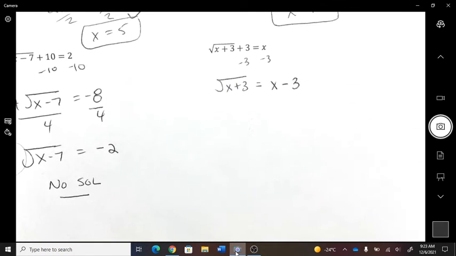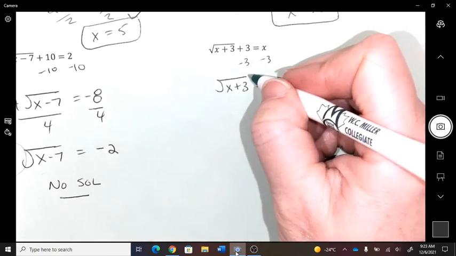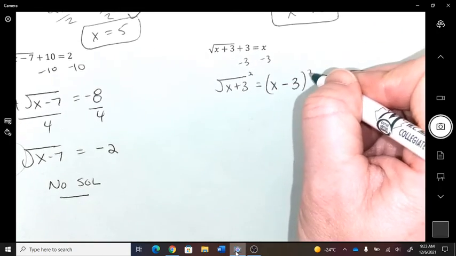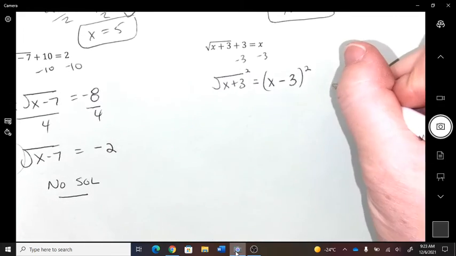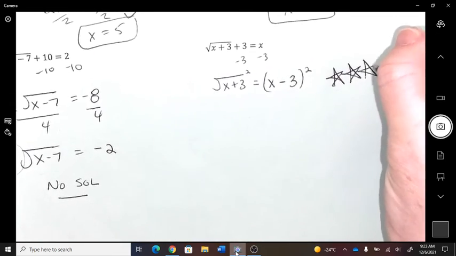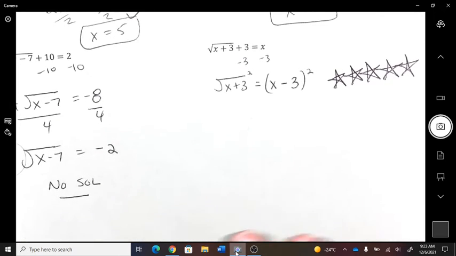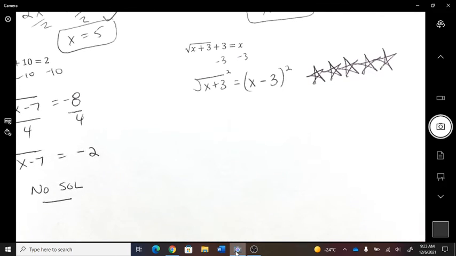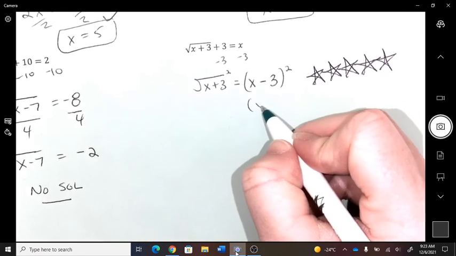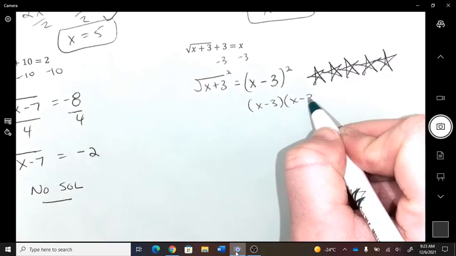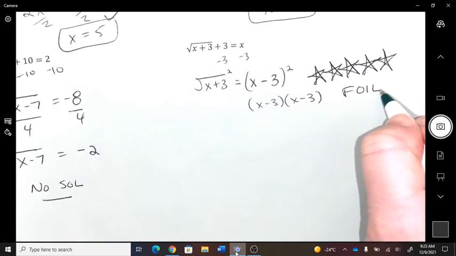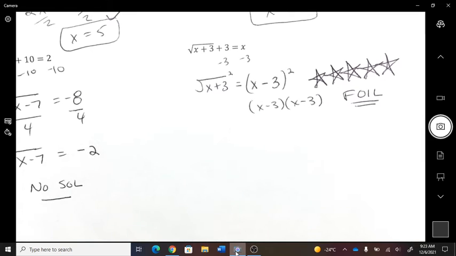Okay, now I'm going to square both sides. Does that make sense? Okay, here's the spot where the mistakes can happen. This is not x squared plus 9. How do you square a binomial? You can't forget, it makes you have to FOIL the whole thing.